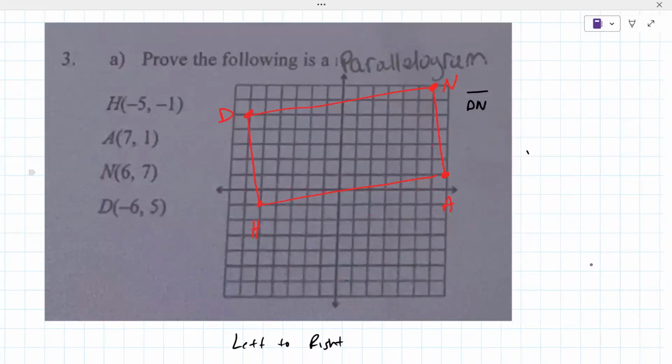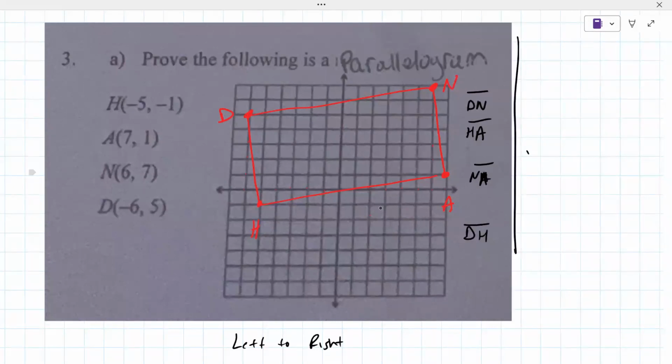A to H. So that's right to left. Oh, then H to A then. H to A. Okay. N to A, would that work? Yeah, it's just which one is more left. And it's D and H. D to H, yeah. Okay.